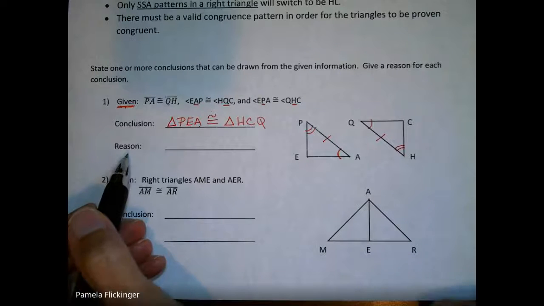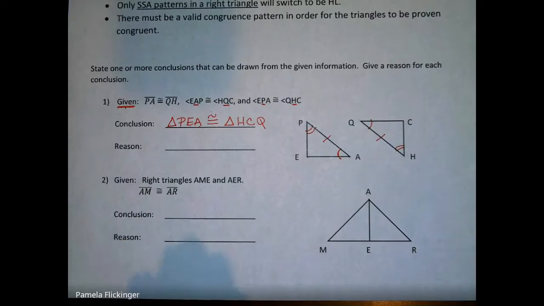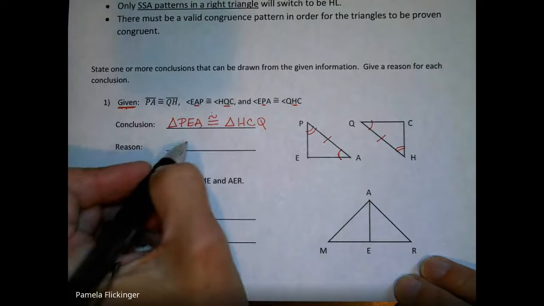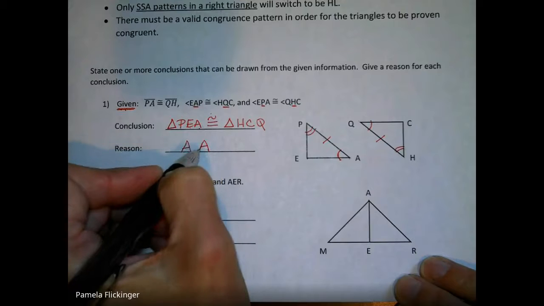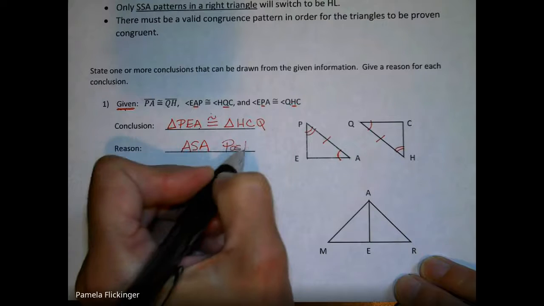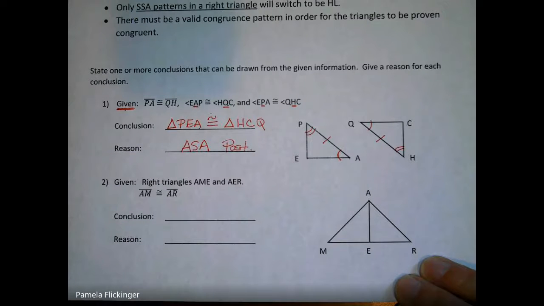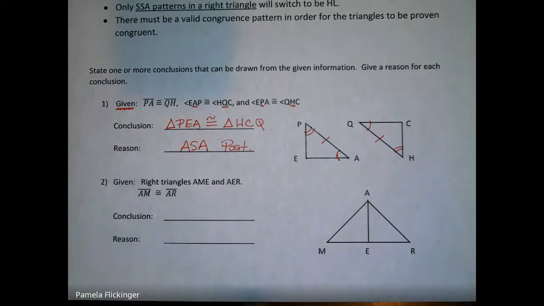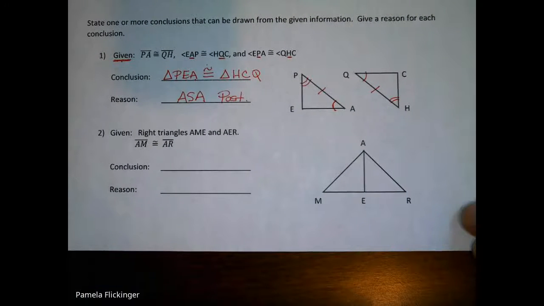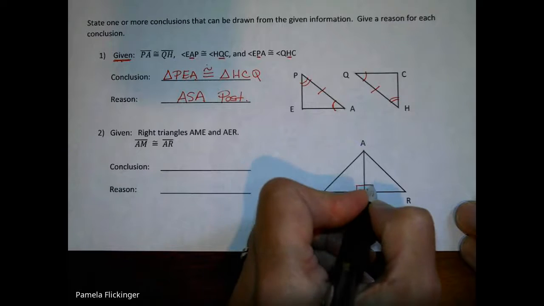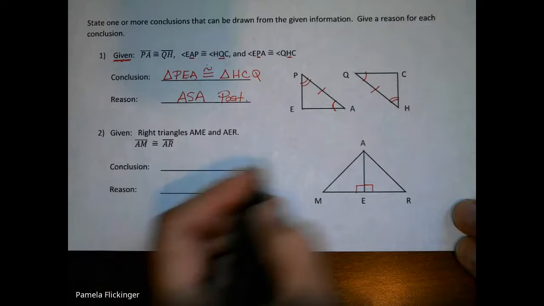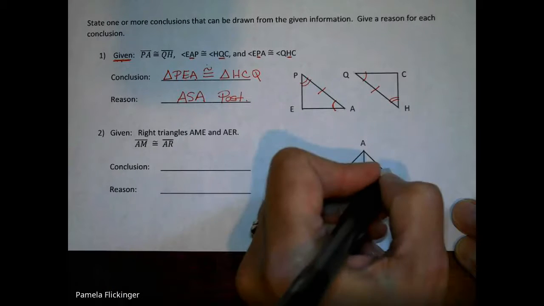Right? Now, what's the reason? Well, what's the pattern? That would be our reason. And if we look at the pattern, all right, we've got two angles and the side included. So it's a side, or sorry, angle, side angle, and that one is a postulate. Okay. Number two, we're given right triangles, AME and AER. Well, good. That means I'm going to have some right angles. Then I've got side AM congruent to side AR.